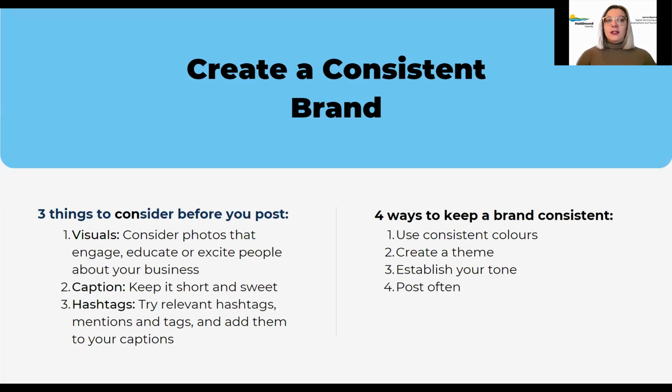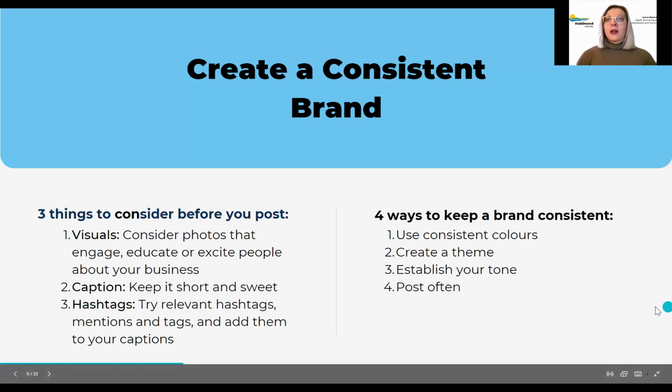And then hashtags. Try to use any relevant hashtags, mentions, and tags and add them to your captions. So if you can use a hashtag small business, or if you're partnering with another business in your community, make sure you tag them by using the @ button. So this just allows people who aren't exactly following you can search up the hashtags and they'll be able to see your posts.